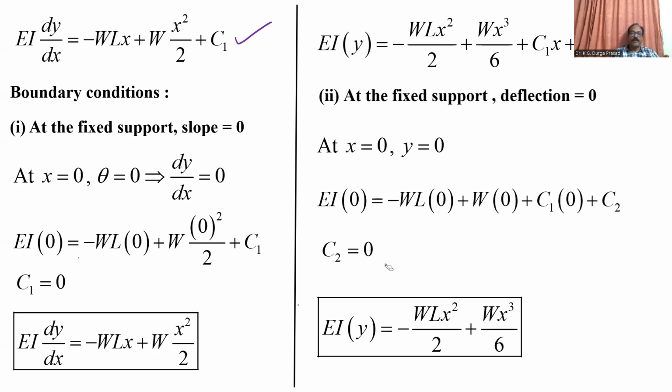So you are having two constants of integration values: C1 equal to 0, C2 equal to 0. You substitute in this equation. What is the use of this equation? This equation is used to find the deflection. Y means deflection, theta means slope. So at any distance x, you can find the deflection with the help of this general deflection equation, right?